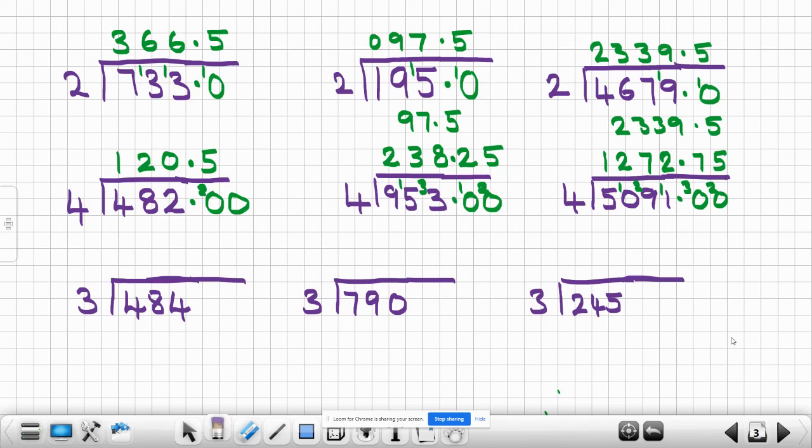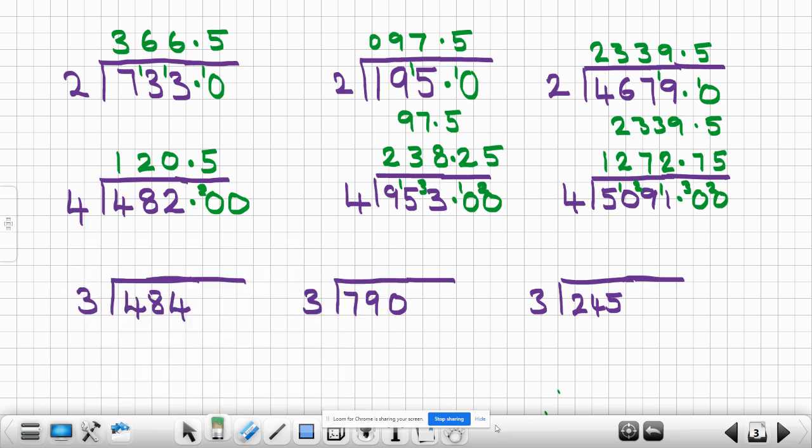We're on to our fourth video on dividing using the bus stop method, and we're looking at decimals. And in this one, we're going to see what's called a recurring decimal. Let's get started. So we have 484 divided by 3.